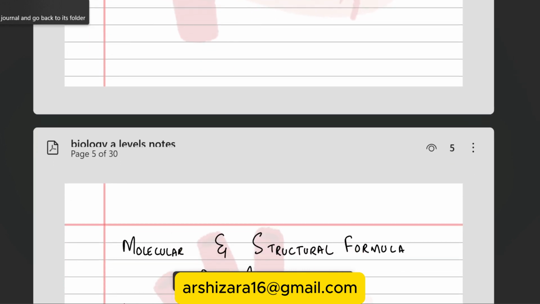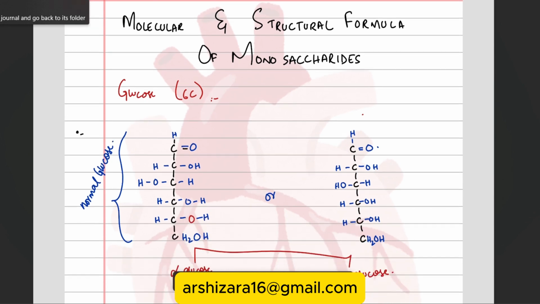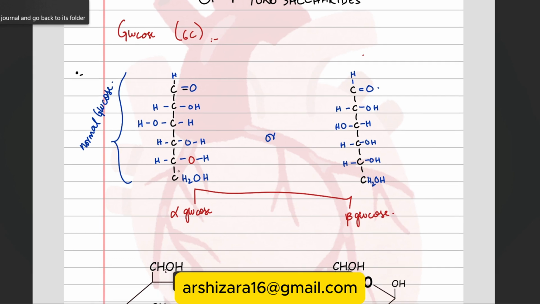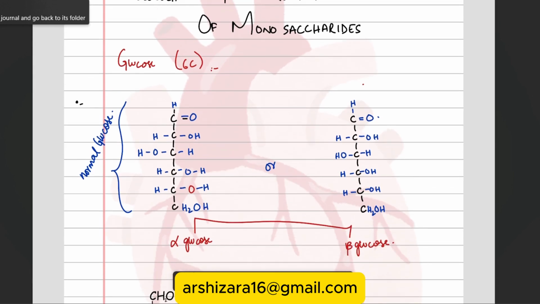Let's come down. What do we have over here? We have a basic structure of a monosaccharide. How do we normally write them? The trick is that, for example, if we are writing down glucose, according to the formula, n is 6, so C6H12O6, a hexose sugar.